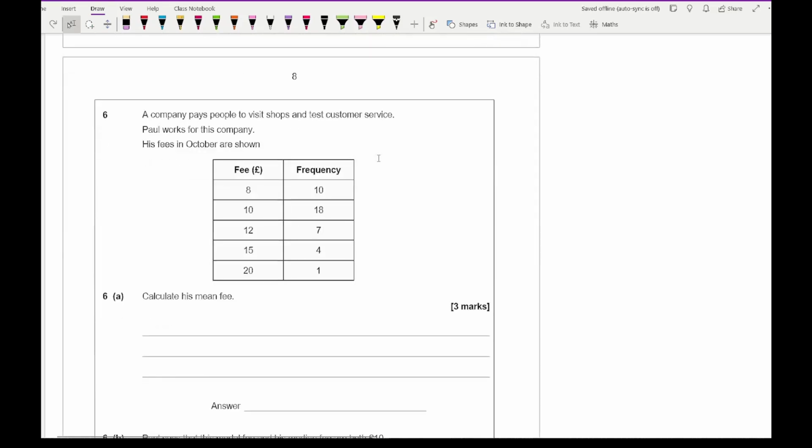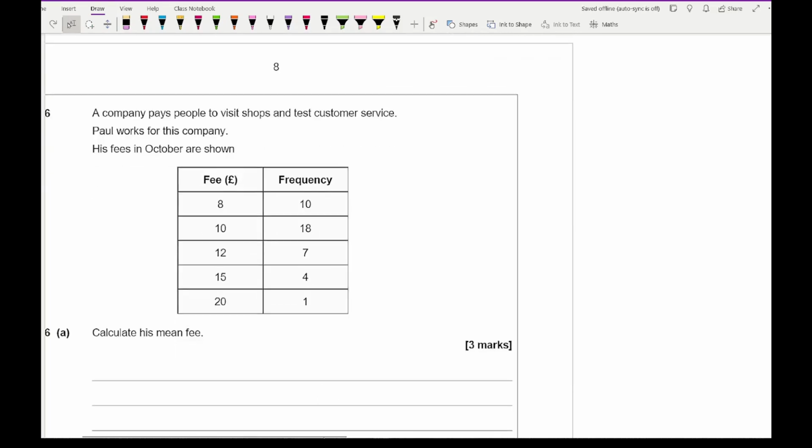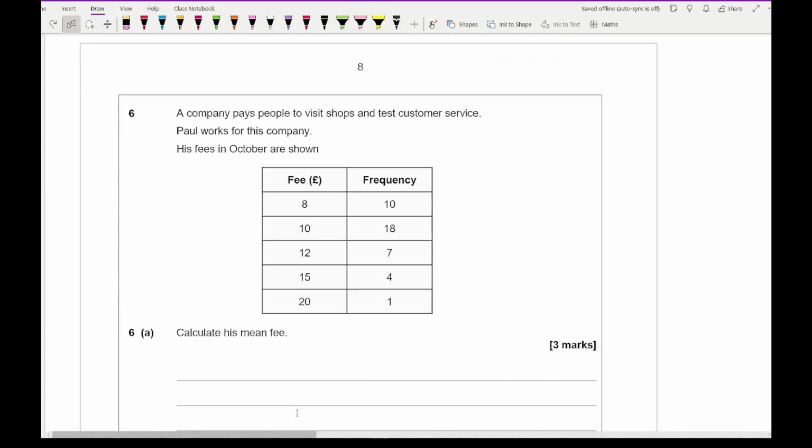Moving on to question 6, it says that a company pays people to visit shops and test customer service. Paul works for this company. His fees in October are shown, and it says calculate the mean fee. So let's just zoom in so we can actually see this on the screen. So for this, we want to work out the mean from a frequency table.